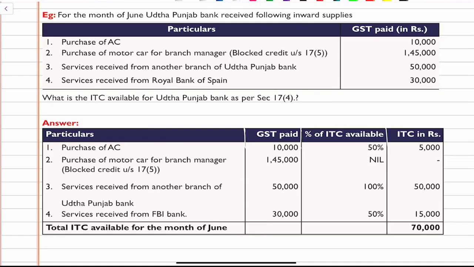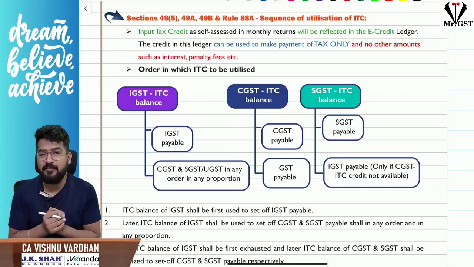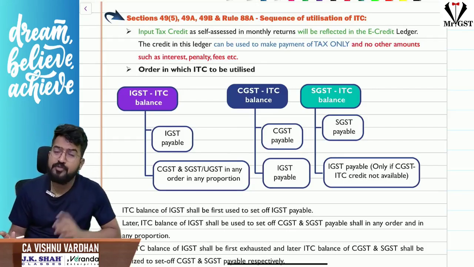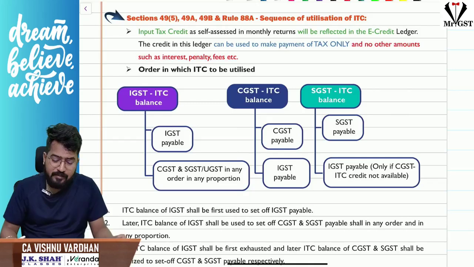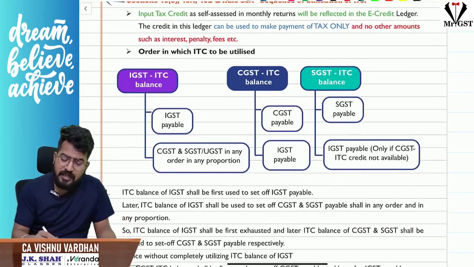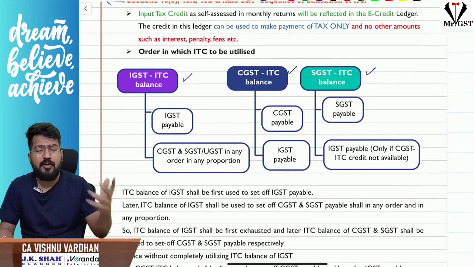So with this, we are done with section 17 subsection 4. Now the very important one: how to set off the ITC balance, to set off the output tax with the input tax. So what are the rules for setting off that ITC balance? As you know, sir, IGST ITC balance, CGST ITC balance, SGST ITC balance, we have to use them for set off of our output tax liability.